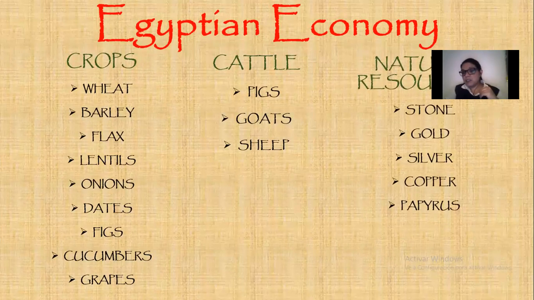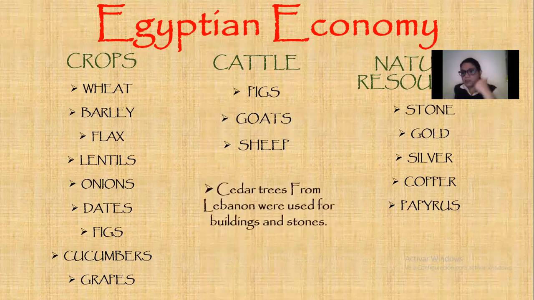It has natural resources such as stone, gold, silver, copper, and papyrus, which were very valuable, and they are still very valuable. But they also traded things. Since they had these resources, cedar trees from Lebanon were used for buildings and stones. People from Lebanon required stone, gold, silver, copper, papyrus, different crops, and they offered cedar trees. You see? But that was not the only thing they traded.